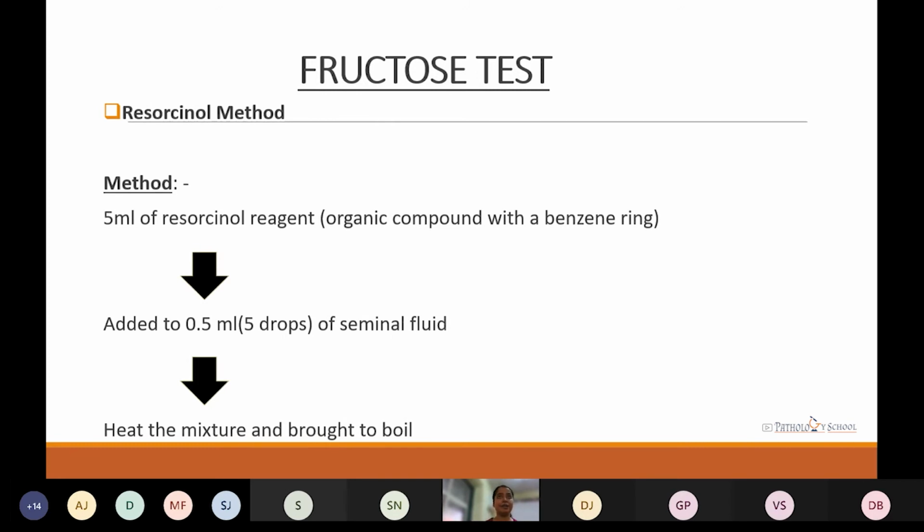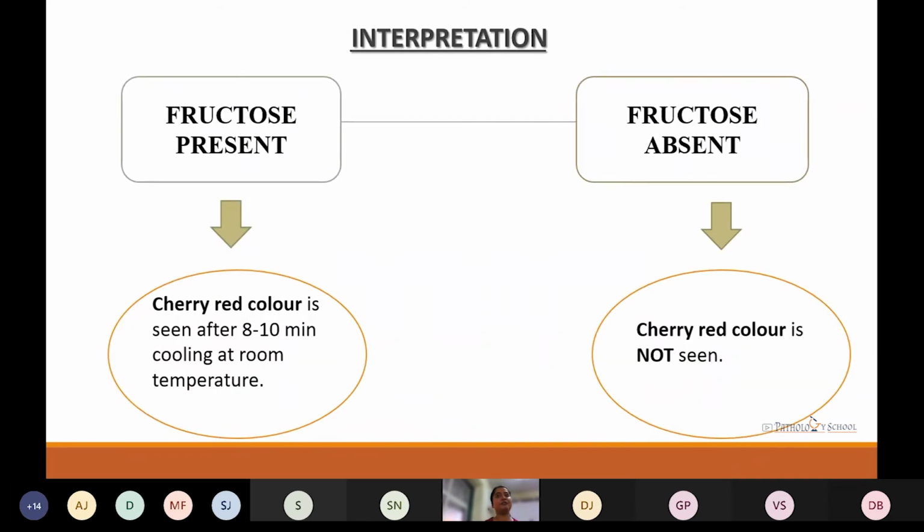We add 5 drops or 0.5 ml of seminal fluid to it, and we heat the mixture and bring it to boil. Then what is the interpretation? If the fructose is present in the sample, then it will show you cherry red color after 8 to 10 minutes of cooling. And if the fructose is absent, then cherry red color is not seen.